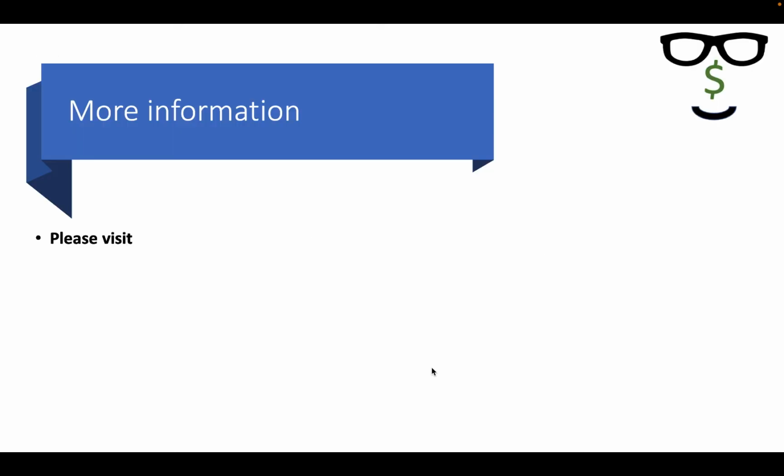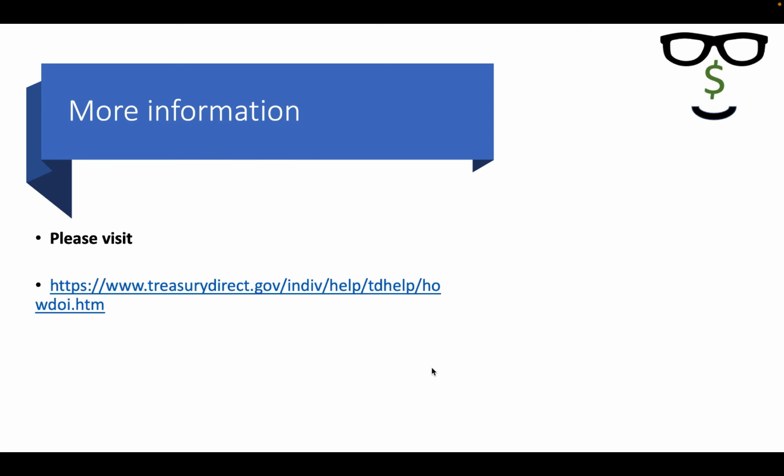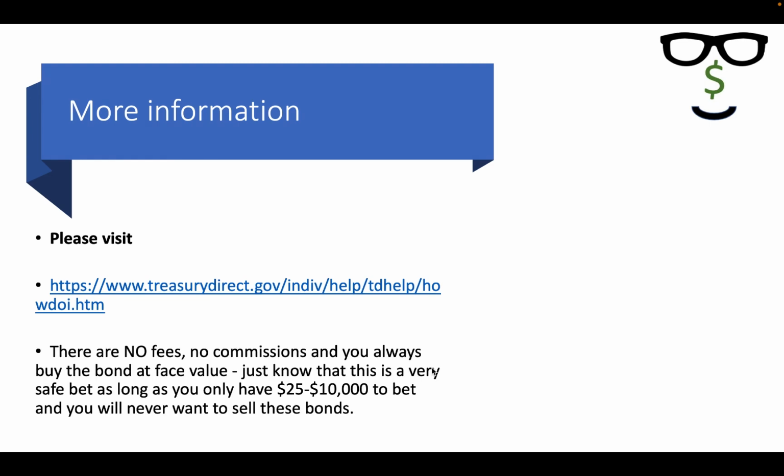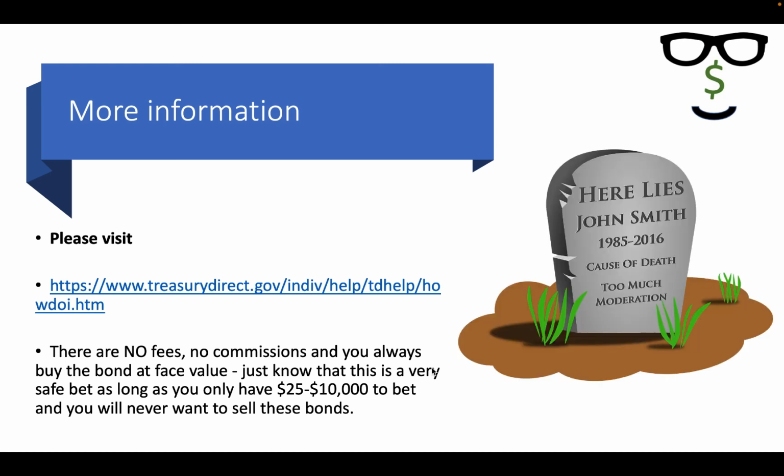If you need more information about I bonds or EE bonds, you can go to treasurydirect.gov and you will be able to see information there. There are no fees, there are no commissions. You always buy the bond at face value. It's a pretty darn good safe bet if your investment amount is between 25 and 10,000. Now, having said that, that's a little bit too much moderation in my humble opinion, and you don't want to be John Smith. For those of you that are willing and daring to take a little more risk than that, come with me.